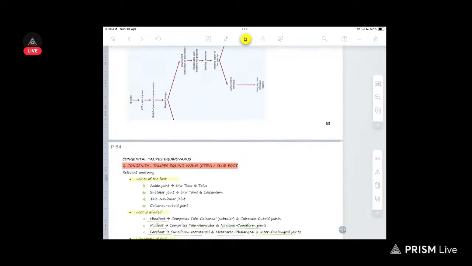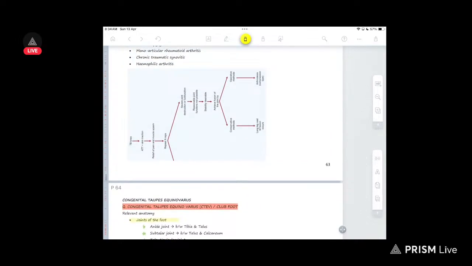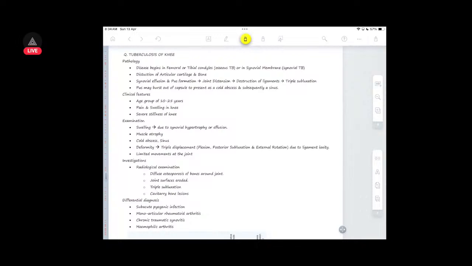Tuberculosis of the knee. Okay, this is the root of tuberculosis of knee pathology. It is a disease beginning in the femoral or tibial condyles, osseous TB or membranous TB, synovial tuberculosis it may be. Destruction of articular cartilage and bone is seen. Synovial effusion and pus will be formed. Joint will be distended. Destruction of ligaments is there, and triple subluxation is seen. Pus may burst out of the capsule to present as cold abscess and finally sinus.